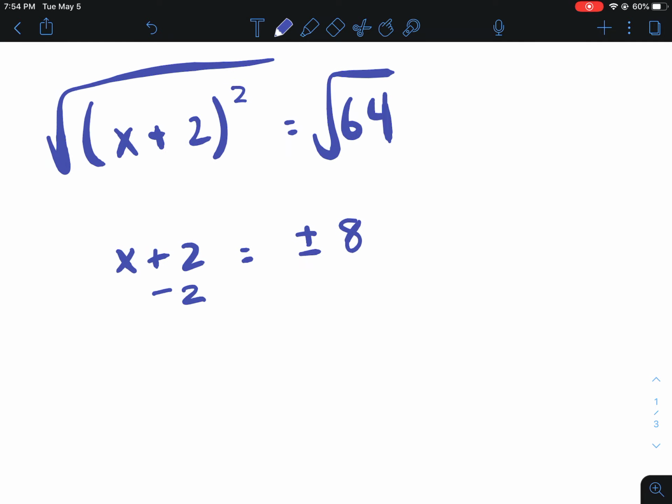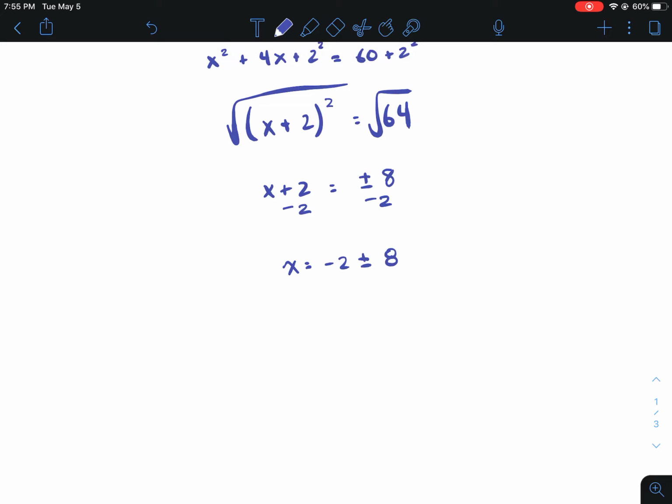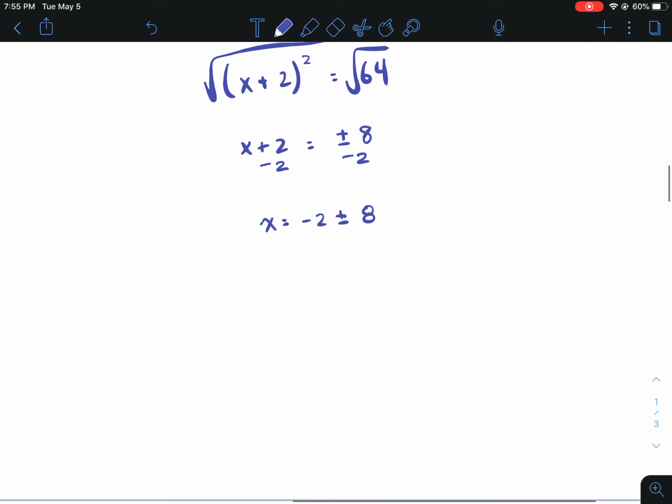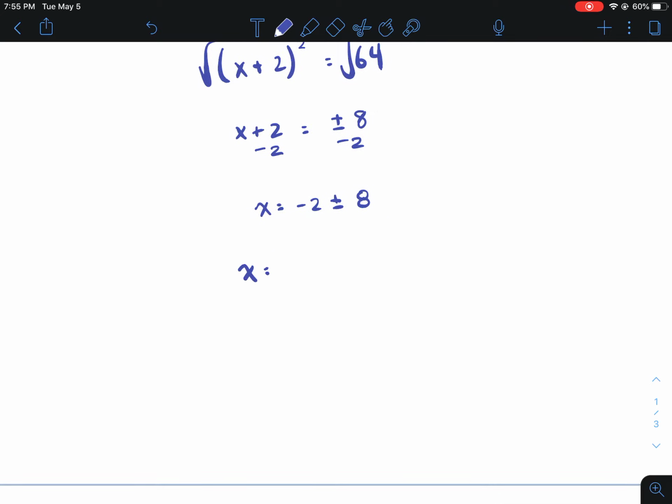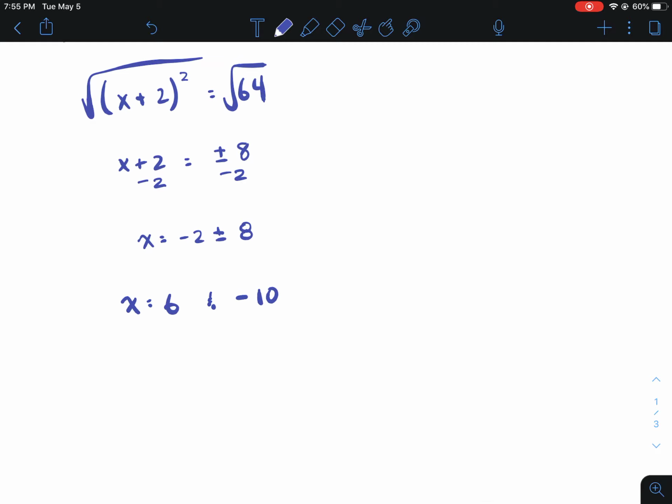So if I subtract the 2, we get x equals negative 2 plus or minus 8. Okay? So this becomes, we have our solutions. x is at 6 and at negative 10. Okay?